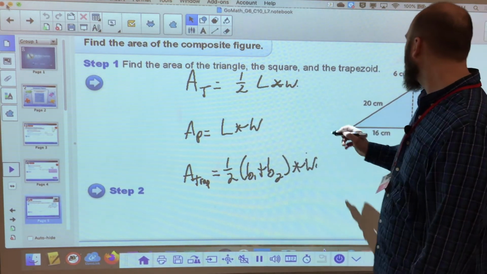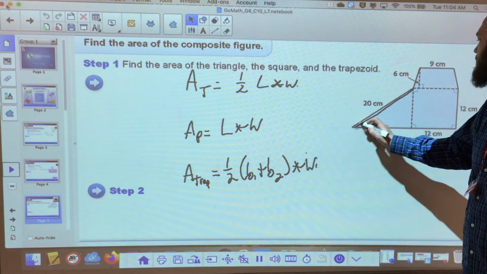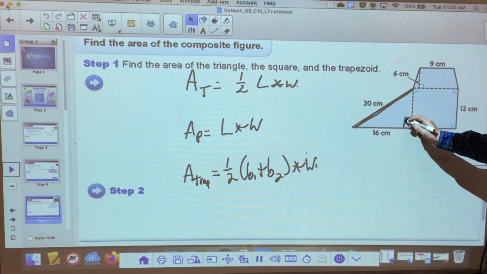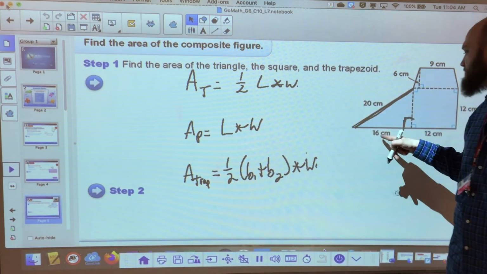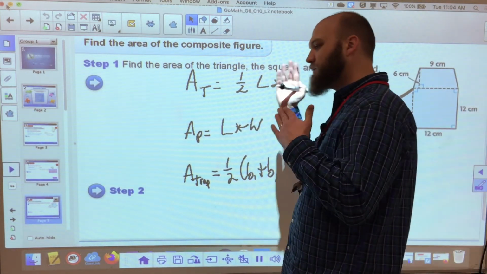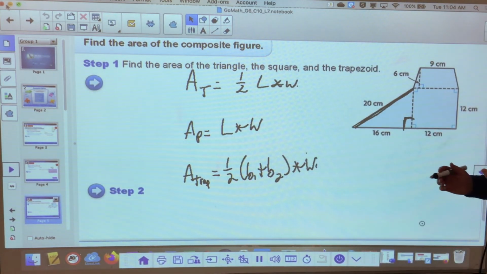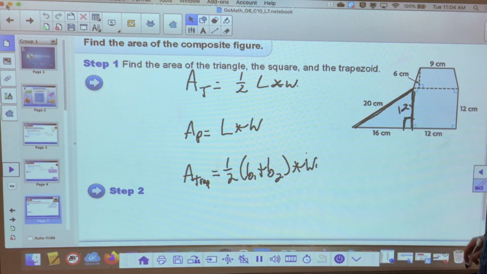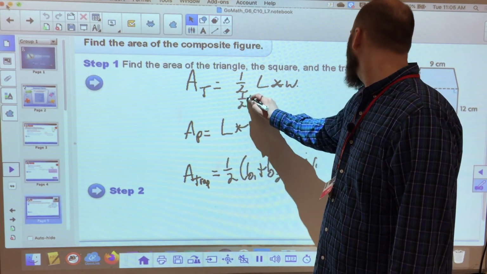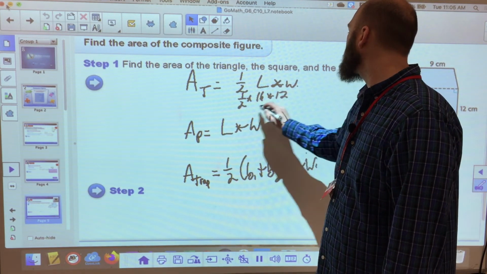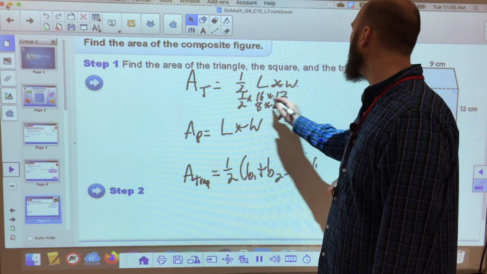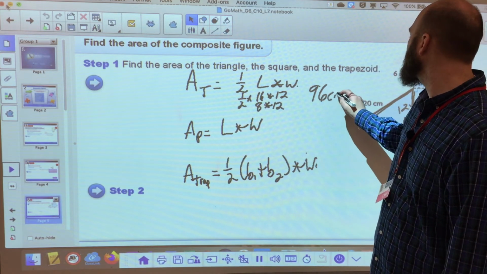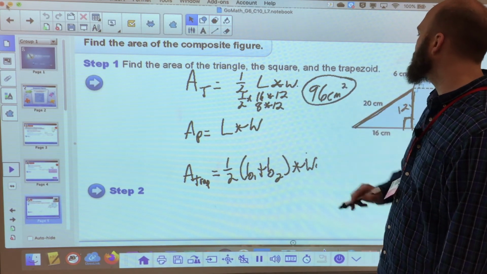So starting with my triangle, I don't have a full length. They're trying to trick you here. So what I end up having, I need to go off of this section. Most people might say, well, 16 would be my length and 20 would be my height, but 20 is actually what we call your hypotenuse. Instead, I realized that 12 is the height. So 1/2 times 16 times 12, that's 8 times 12. 8 times 12 is 96. So 96 centimeters squared. That's my triangle.